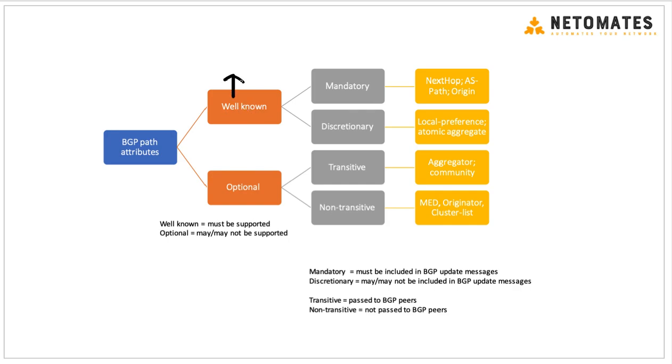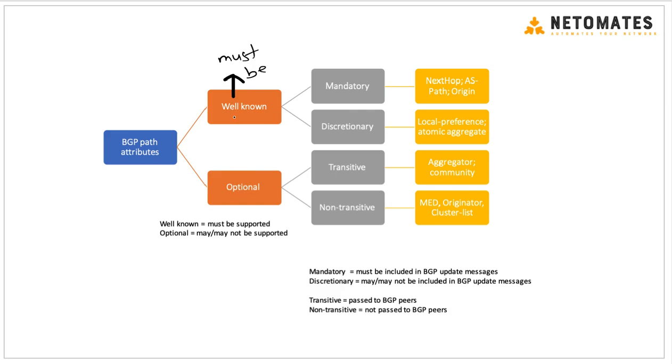The well-known attributes must be supported by all the products implementing BGP. If it is Cisco, Arista, Juniper, Fortinet, Palo Alto, or whatever the device, if it is running BGP, it must support these well-known attributes. The optional ones are not mandatory. For example, if you are sending some optional path attribute from a Cisco peer to a Juniper peer, there is no mandatory rule that Juniper needs to support these path attributes.